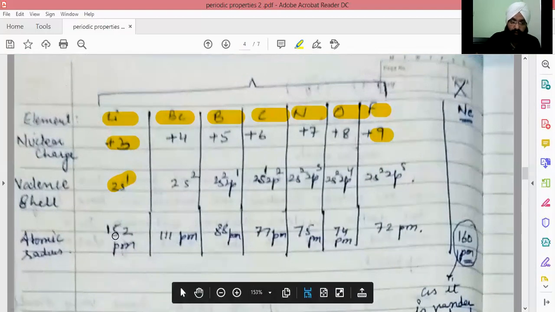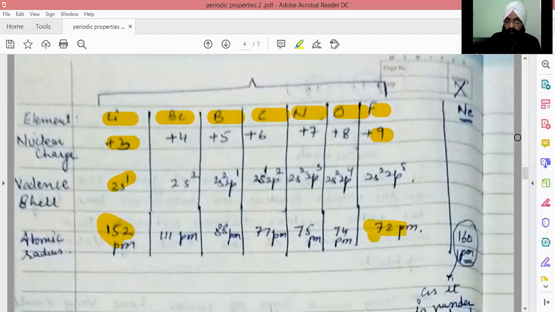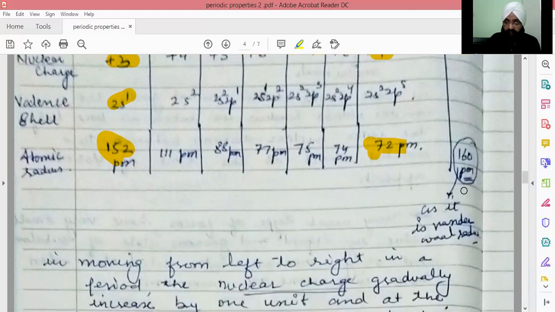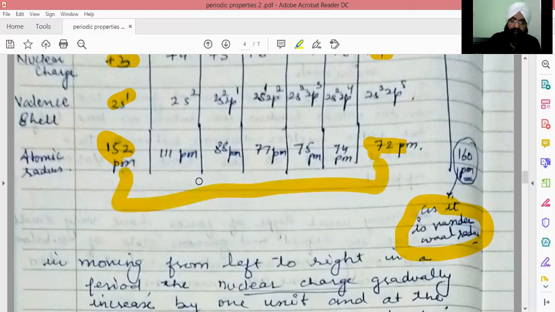Now have a look at atomic radii. It starts from 152 and gradually decreases up to 72 in the case of fluorine. We're not considering the case of neon here, because neon is a noble gas, and in that case we use the van der Waals radius, which cannot be compared with the covalent radius. Here in all these cases we have covalent radius.